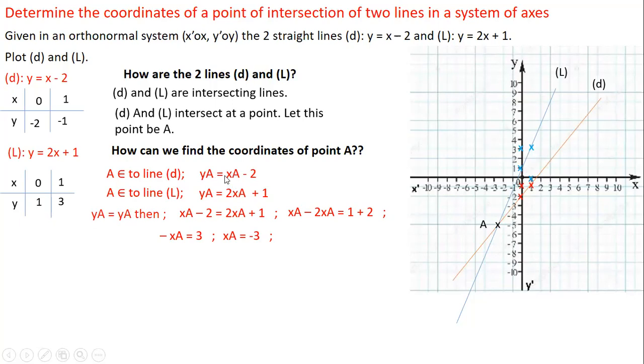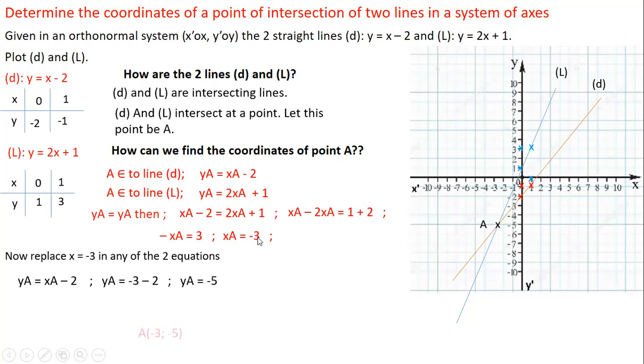I will take the first equation, YA equal XA minus 2, and I will replace x equal minus 3 in it. So when we replace, YA is equal to minus 5. So the coordinates of A will be minus 3, minus 5. So what I did here is very easy. I didn't explain anything new; I took it all from things I explained before.